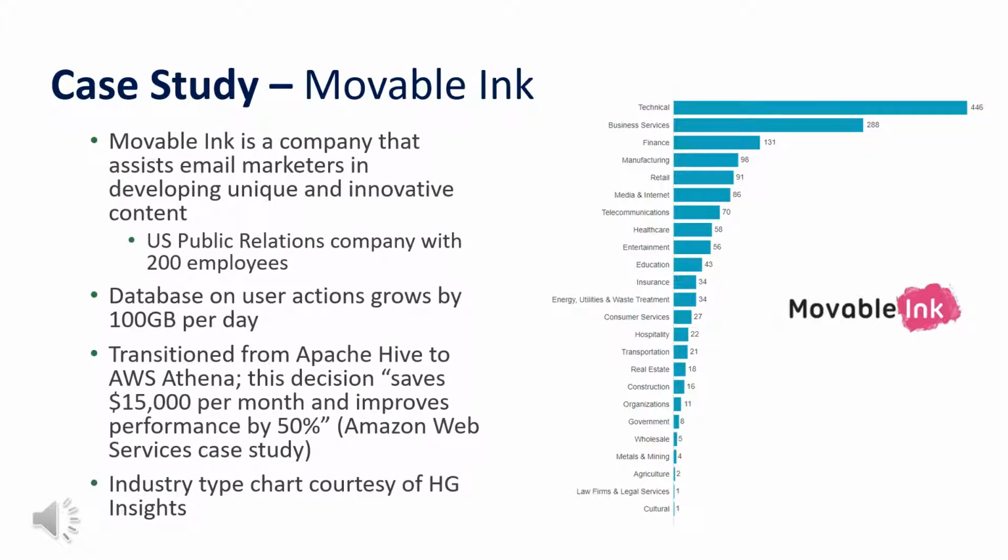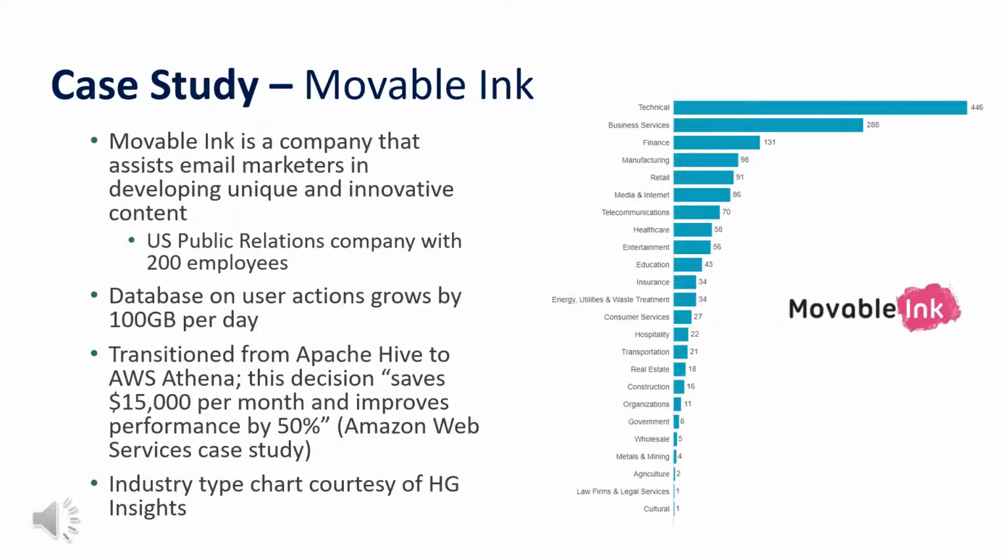Amazon also has a little case study on a company that uses Athena. This company is called Movable Ink, and it's a company that assists email marketers in developing content. So it's essentially a public relations company. It has about 200 employees, and the database on their user actions on their website grows by about 100 gig per day. So there's a lot of growth there. They started out with Apache Hive, and then they transitioned to Athena. And this is just a quote from the report that was done by Amazon Web Services. That decision saved $15,000 per month for the company and improved their performance by 50%.